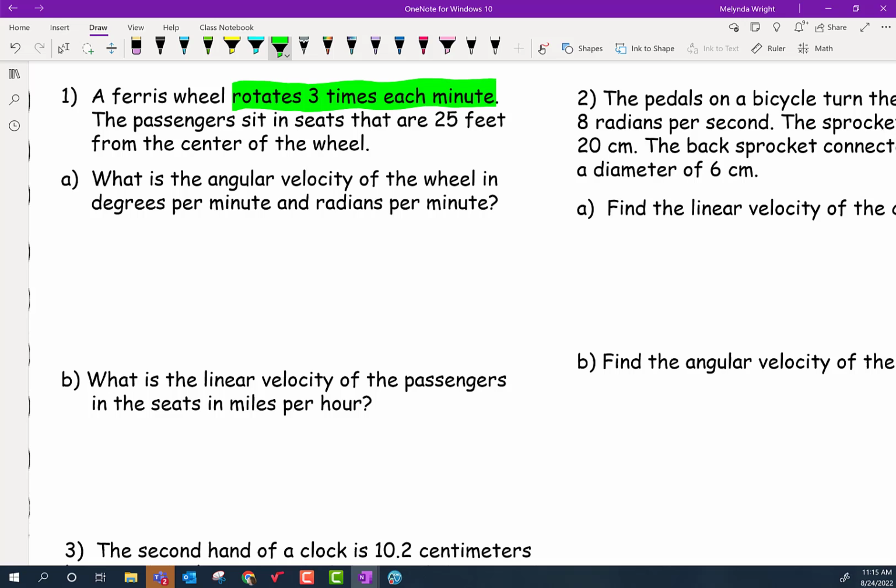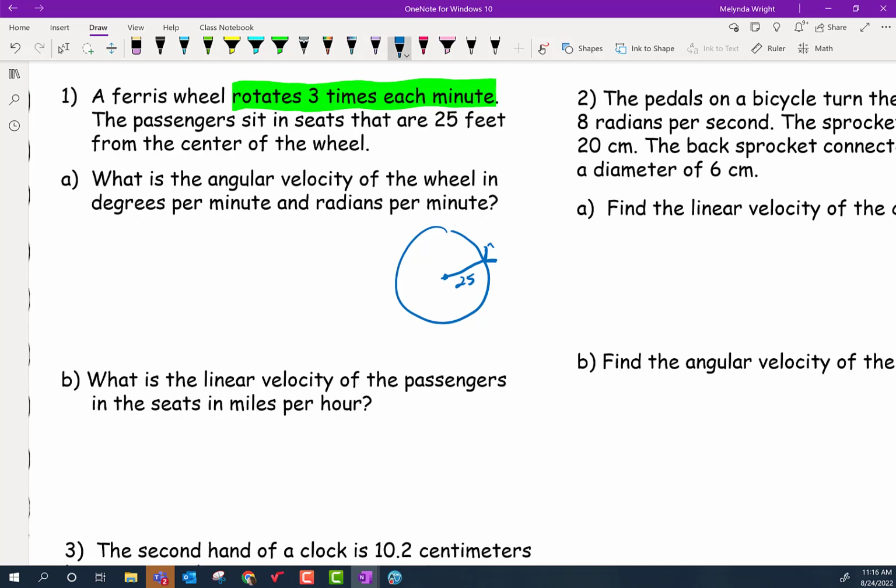So let's get a picture of this. We've got the wheel. Here's our little seat right here. I'm a terrible artist, sorry. That doesn't look like a seat. Let's put a little awning on it. Okay, so that's 25 feet. I know that's a terrible seat, sorry, but you're with me, right? That's where they're sitting. They're 25 feet from the center.